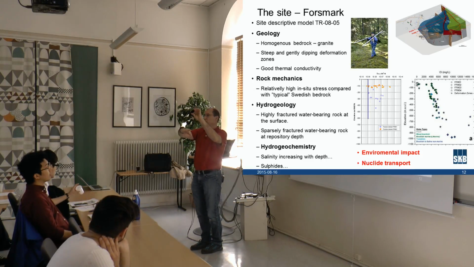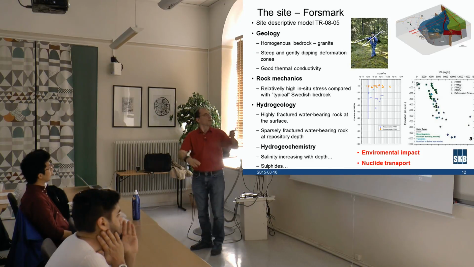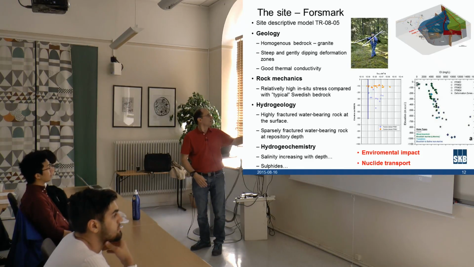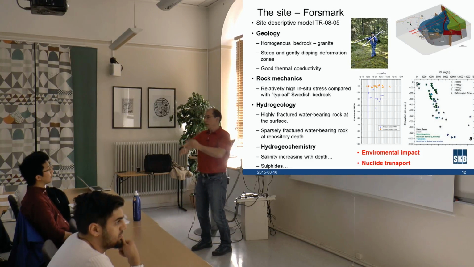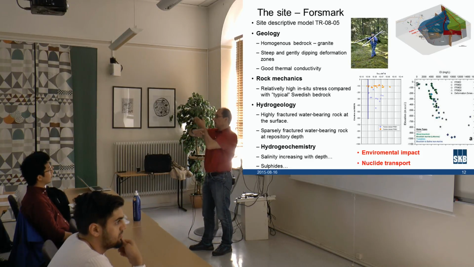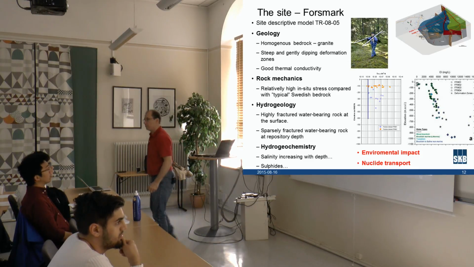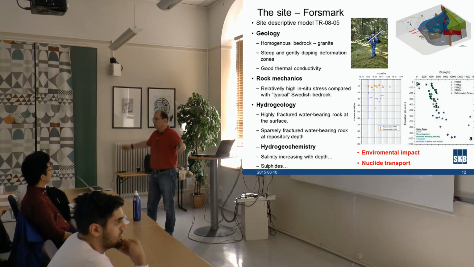If the deformation zone is gently or shallow dipping like this one, then it's crossing like this. So a lot of space goes away, not very economic. Then you have to build a bigger repository.